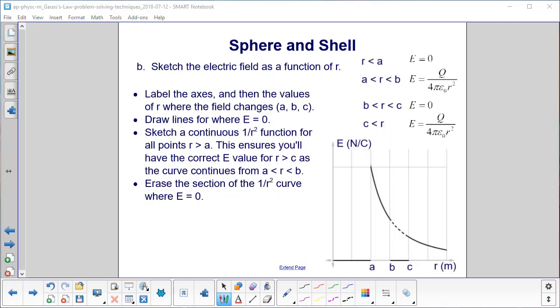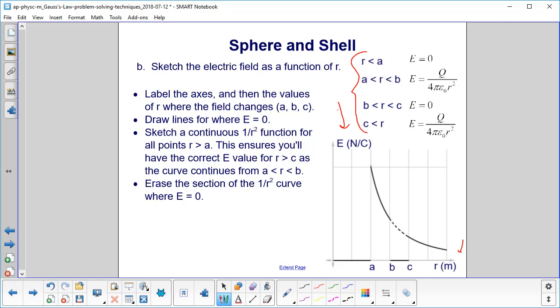Sketch the electric field as a function of r. First, label the axes, okay, and make sure you put the units in. So we have the electric field, newtons per coulomb, and the radius or the distance in meters. Draw lines for where the electric field is 0. And of course, what's handy is to have all 4 of them up here to make it look right.